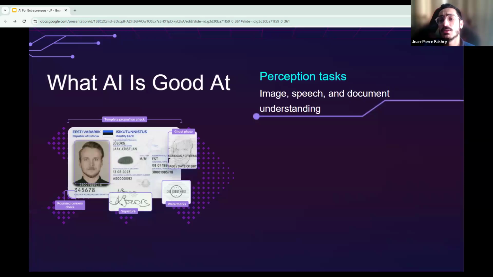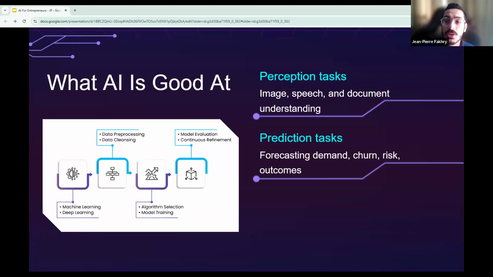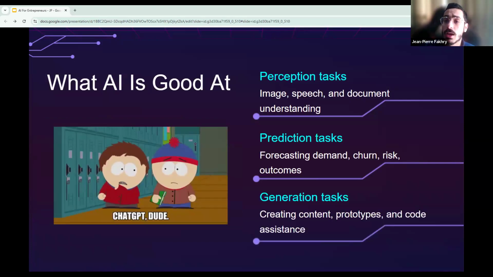Now let's talk a bit about everything that AI can do. So what AI is good at. So first, perception. So it can read and understand documents. It can also transcribe speech. It can also do prediction. So basically forecasting next month's demand, for example, scoring the probability that the customer churns, stuff like that. And also, it's good at generation. So it can write first drafts, generating code suggestions, producing marketing copy variations, and so on.